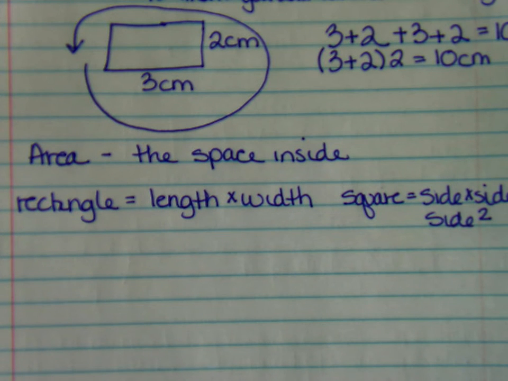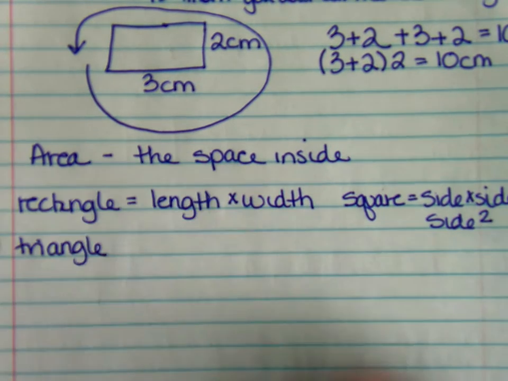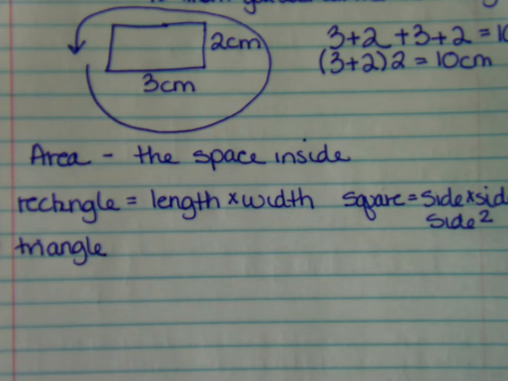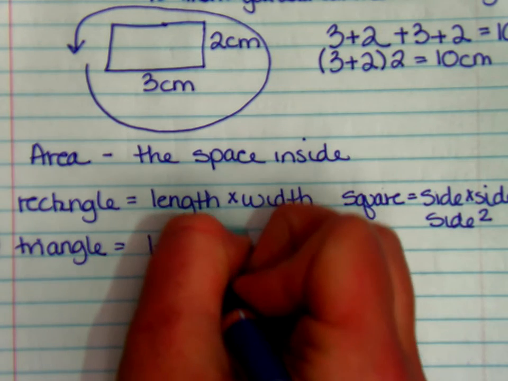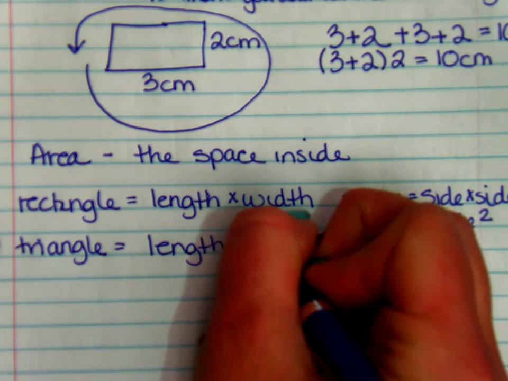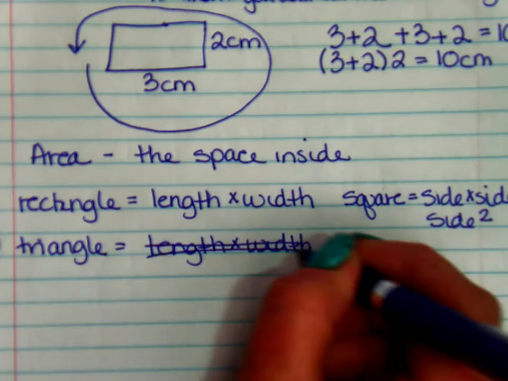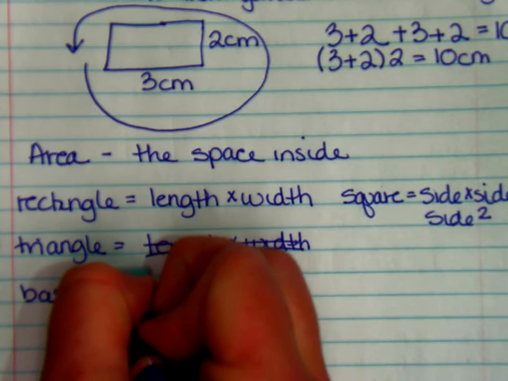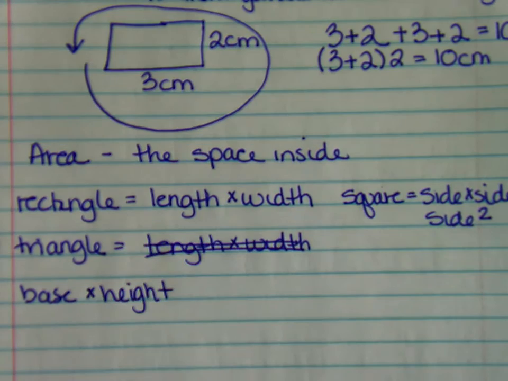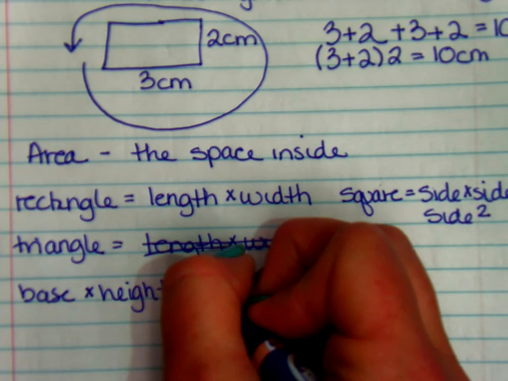Then another one that's really important for us to remember is a triangle, which is really just half of a rectangle or half of a square. So for a rectangle, we would do length times width, right? But for a triangle, we don't do length times width, we do base times height, which, by the way, is kind of like the length and the width. And because it's half of a rectangle, you divide it by 2.